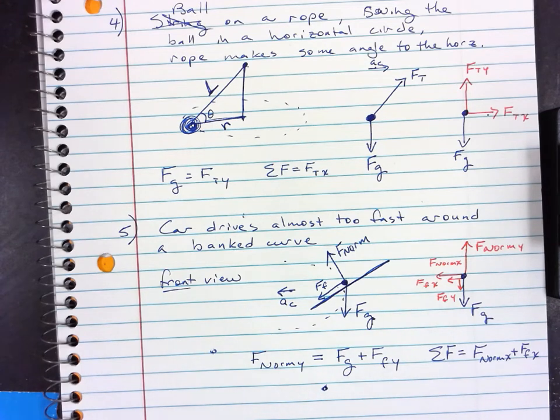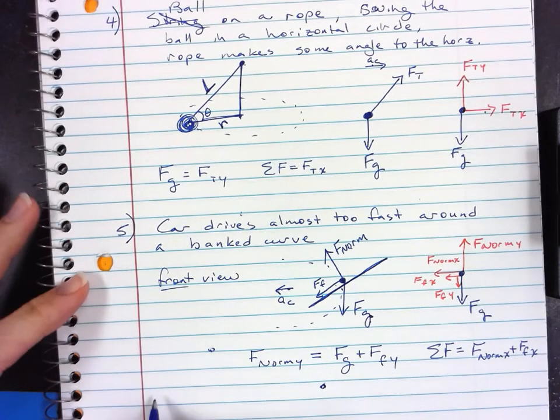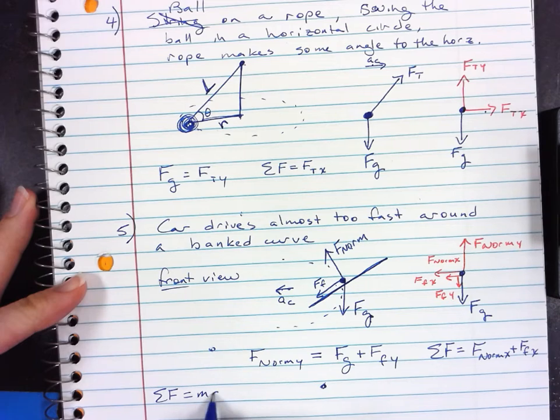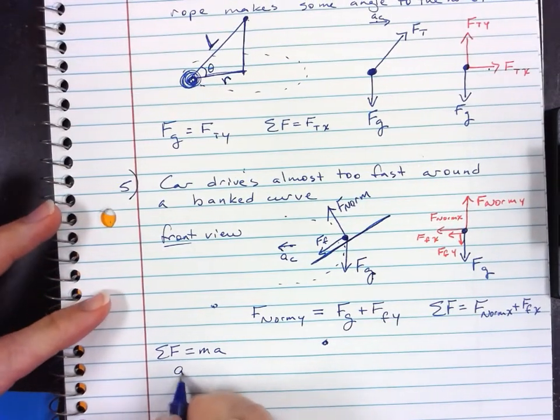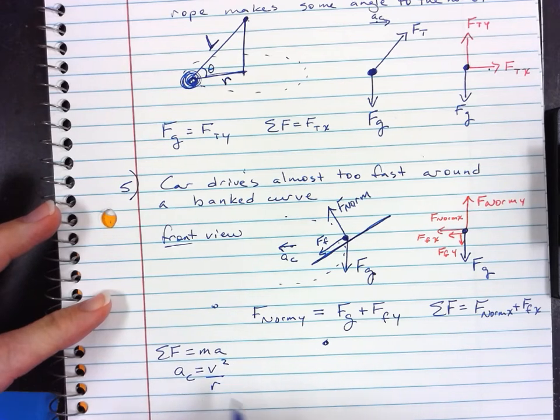So draw your free body diagrams correctly and figure out what force or component of force points towards the center of the circle. That gives you your net force. And you have memorized that net force equals mass times acceleration. Just for this assignment, acceleration is v squared over r.